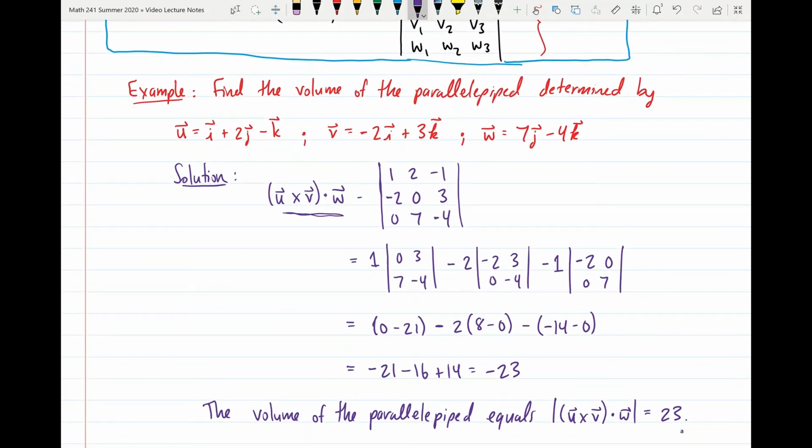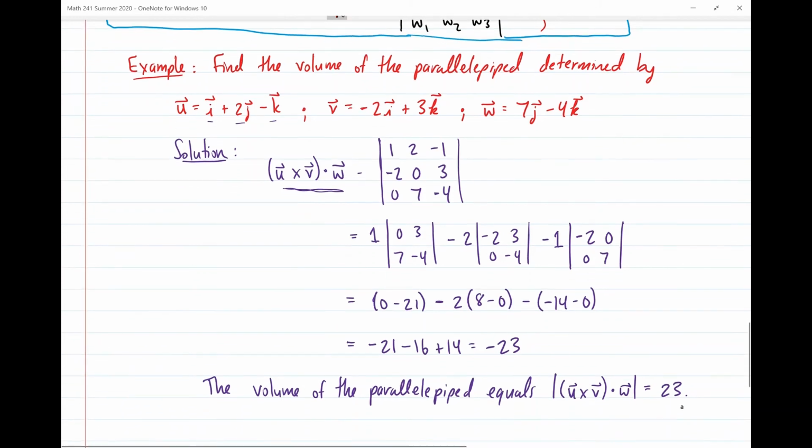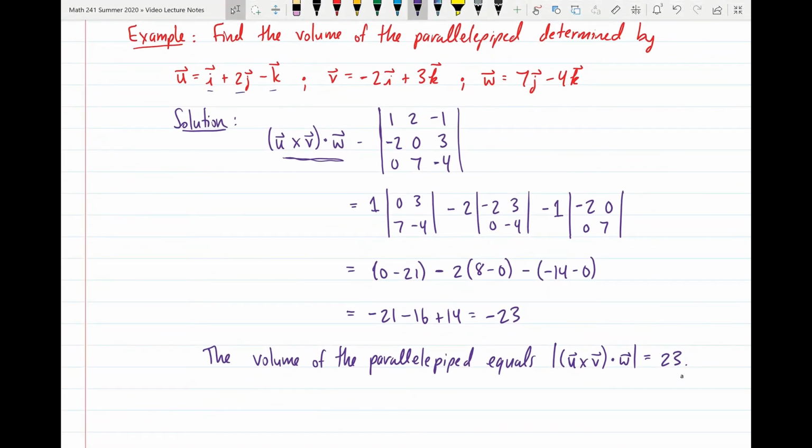So our first row of our matrix will be 1, 2, -1, using the components from u. The second row will be -2, 0, 3, again using the components from v. And the third row will be 0, 7, -4, using the components from w. And now we want to calculate the determinant of that matrix.